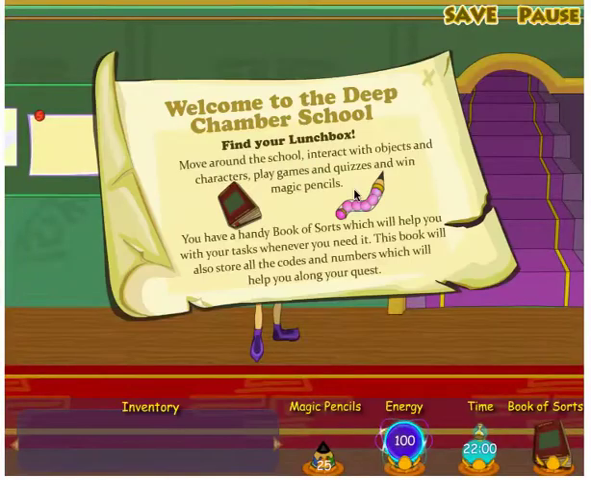And here's where I start. It says, Welcome to the Deep Chamber School. Find your lunchbox. Move around the school, interact with objects and characters, play games and quizzes, and win magic pencils. Magic pencils is the game's currency. You have a handy book of sorts which will help you with your tasks whenever you need it. This book will also store all the codes and numbers which will help you along your quest. So, when I click X, I am going to start.